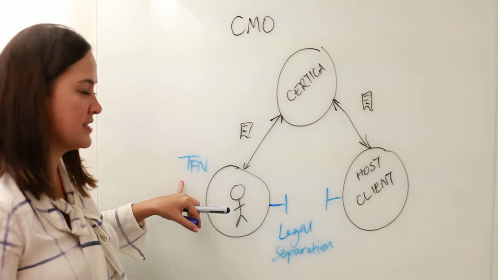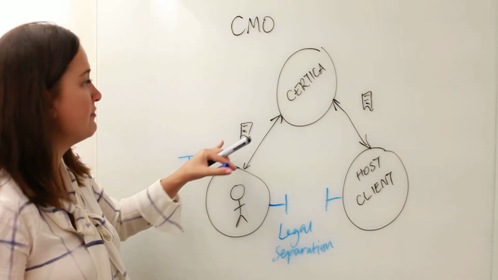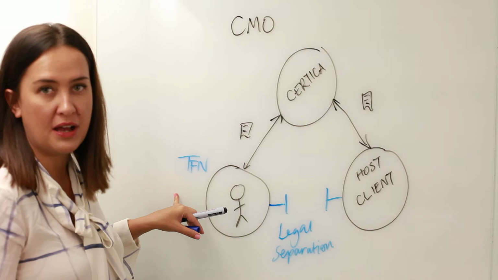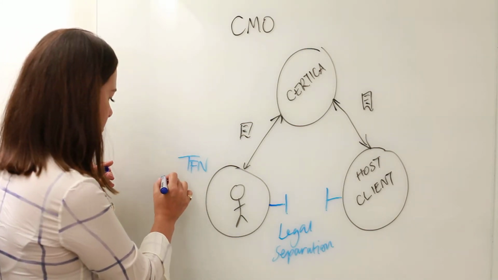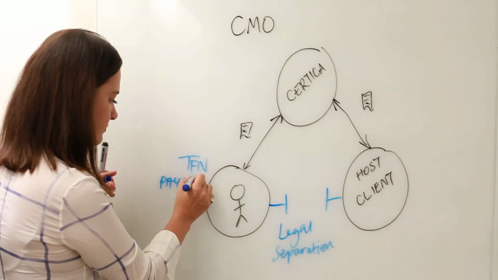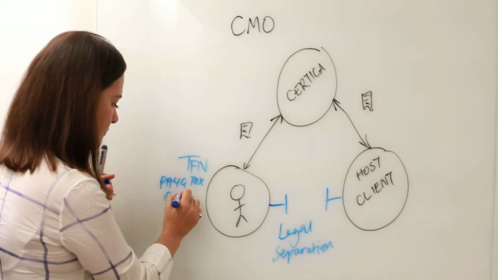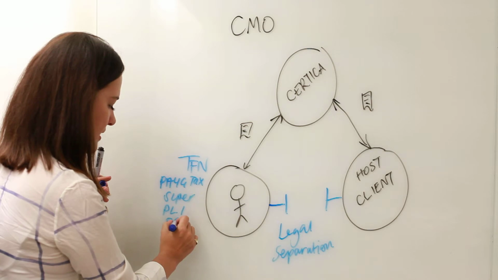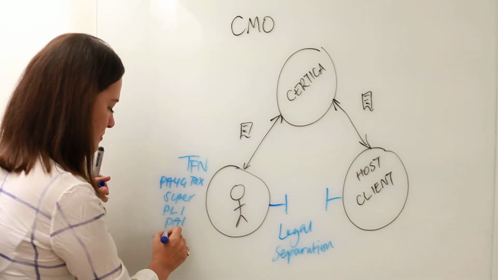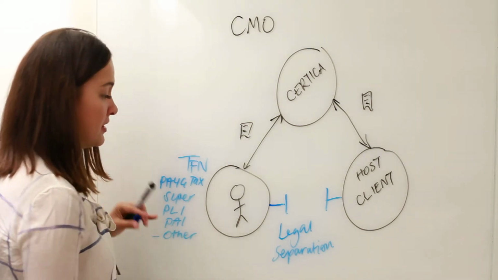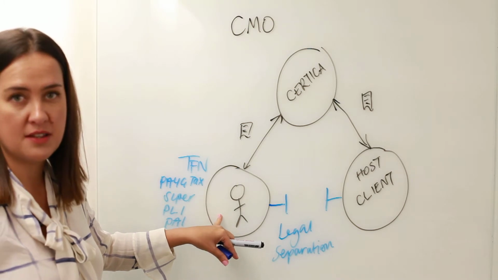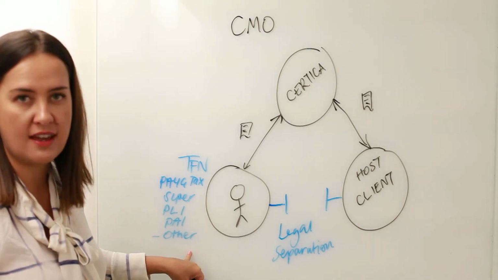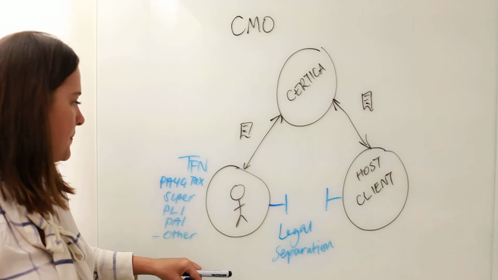So we use the contractor's tax file number, and then Certica agrees to manage on behalf of that individual PAYG tax, super, public liability insurance, and personal accident insurance. There might also be other deductions that the individual nominates themselves, such as mortgage repayments, savings, rental repayments.